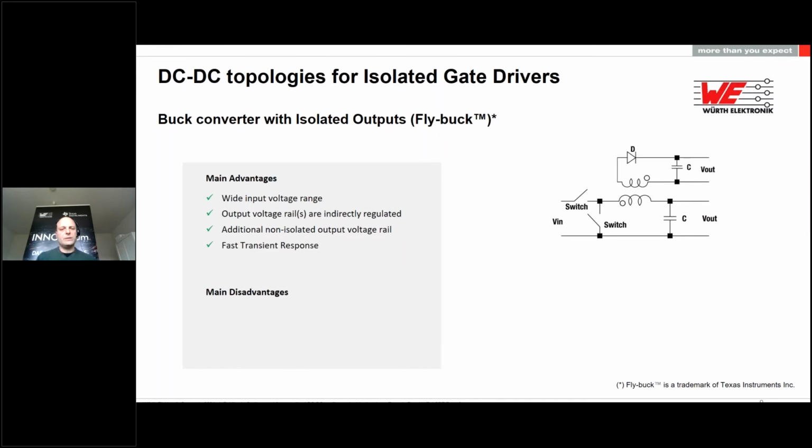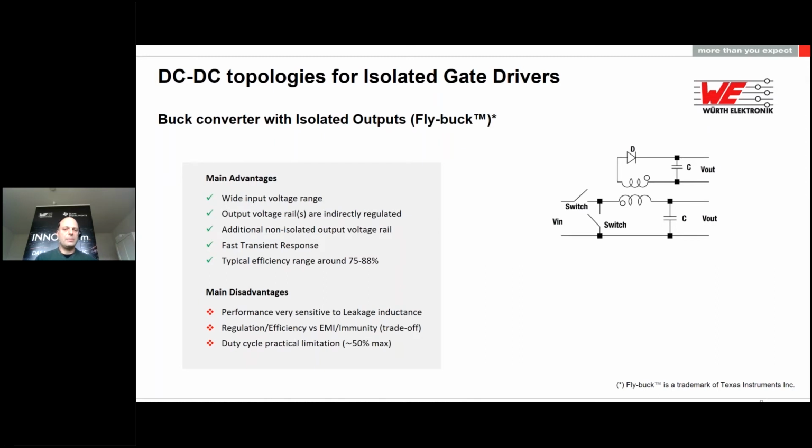Again, we have fast transient response and efficiency of about 75 to 88%, varying quite a lot with the operation conditions. Disadvantages: performance is very sensitive to the transformer leakage inductance. Trade-off regulation with efficiency versus EMI immunity. Duty cycle practical limitations are below 50%, and to achieve reasonable performance where we can mitigate the leakage inductance effects, I would recommend a 30% maximum duty cycle.